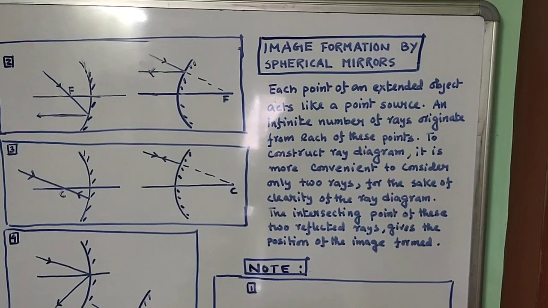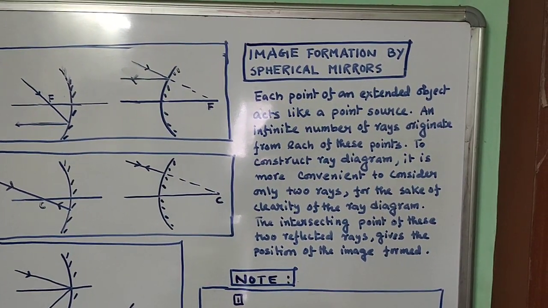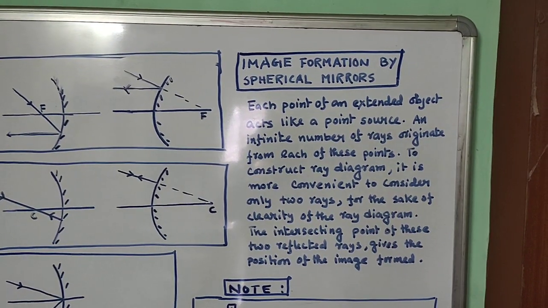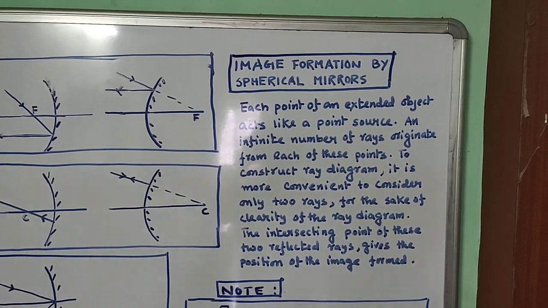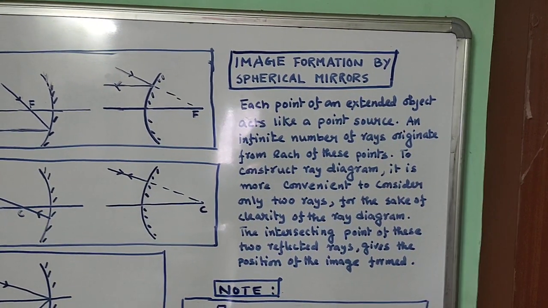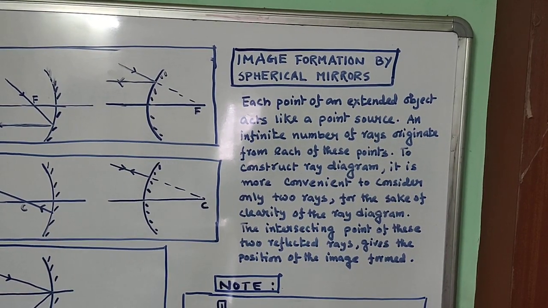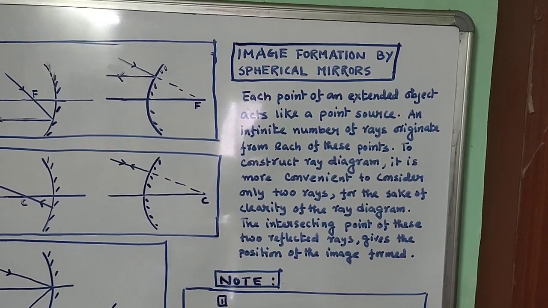Each point of an extended object acts like a point source. An infinite number of rays originate from each of these points. To construct a ray diagram, it is more convenient to consider only two rays for the sake of clarity of the ray diagram. The intersecting point of these two reflected rays gives the position of the image formed.